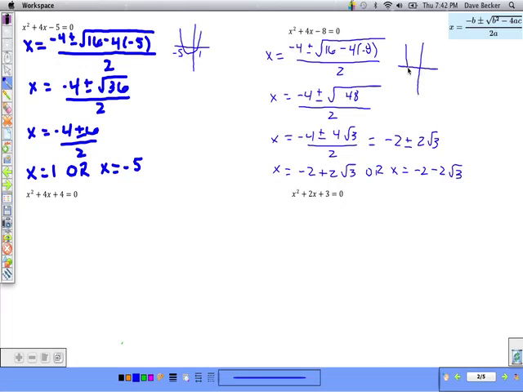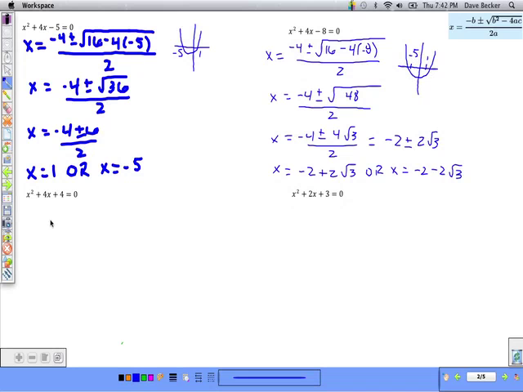Two solutions, intersects the x-axis to the left of negative 5. Sorry about the scale there. To the right of 1. But I just want you to see two solutions, two intersections of the graph.